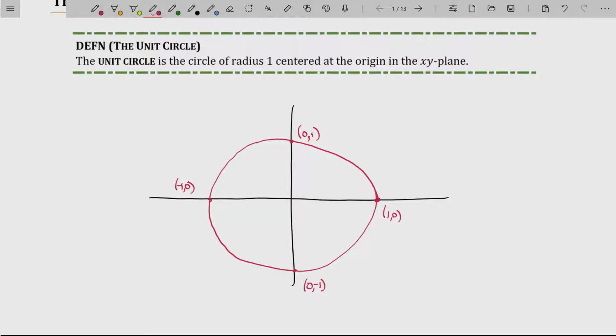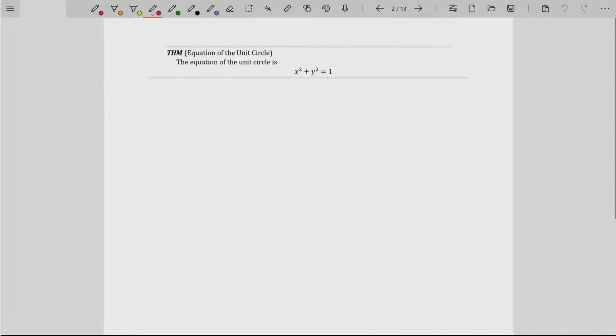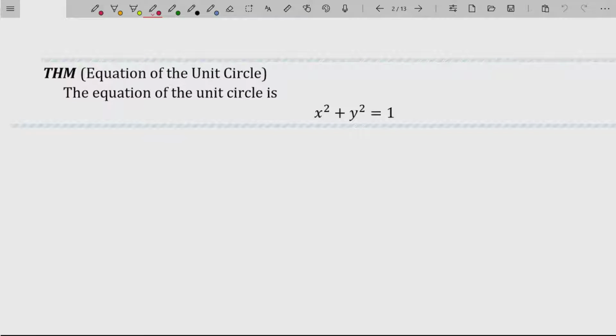Its equation is given by, according to this theorem, x squared plus y squared is equal to 1. And you know that just from your previous work through algebra. Remember, the equation of a circle in algebra is (x minus h) quantity squared plus (y minus k) quantity squared is equal to r squared, where h and k are the center of the circle, and our unit circle has center at the origin, so they're both 0 in this case, and r is the radius of the circle. Well, the unit circle has radius 1, so therefore you get x squared plus y squared is equal to 1. That's the equation of the unit circle. Just a quick reminder, right?